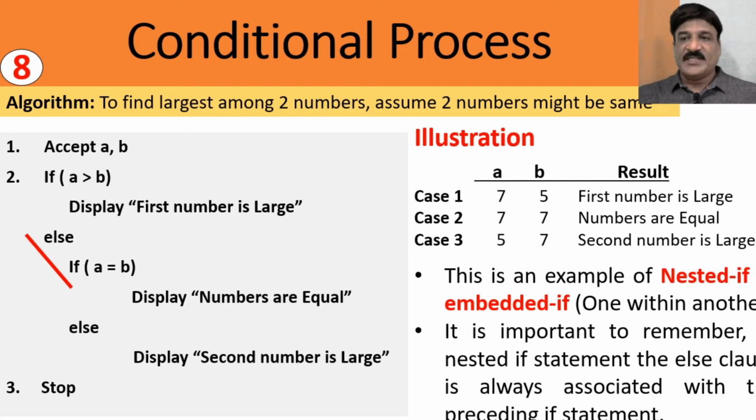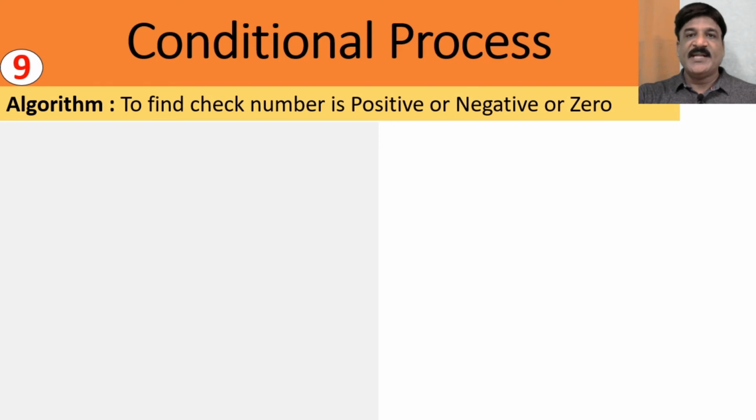Now it is important to remember that in a nested if statement, the else clause is always associated with the preceding if statement. So remember, this else is part of this if and not this. This else is a part of this if statement and not this if. It is always associated with what? A preceding if statement.